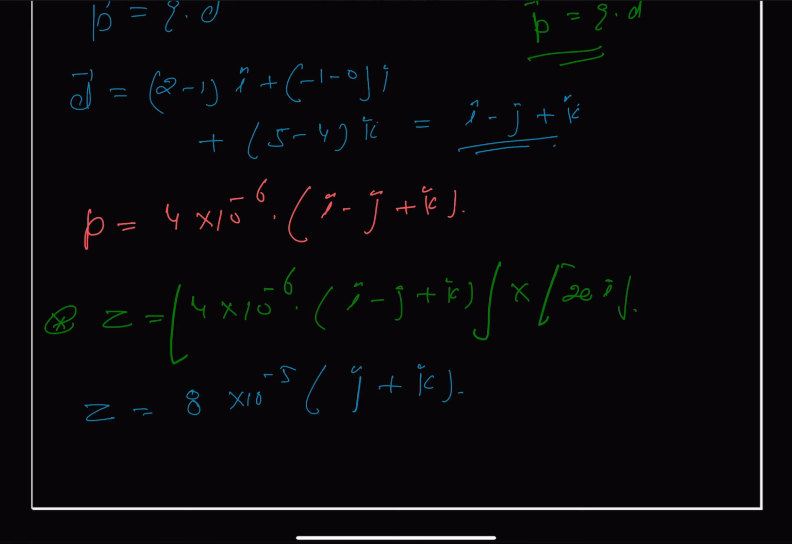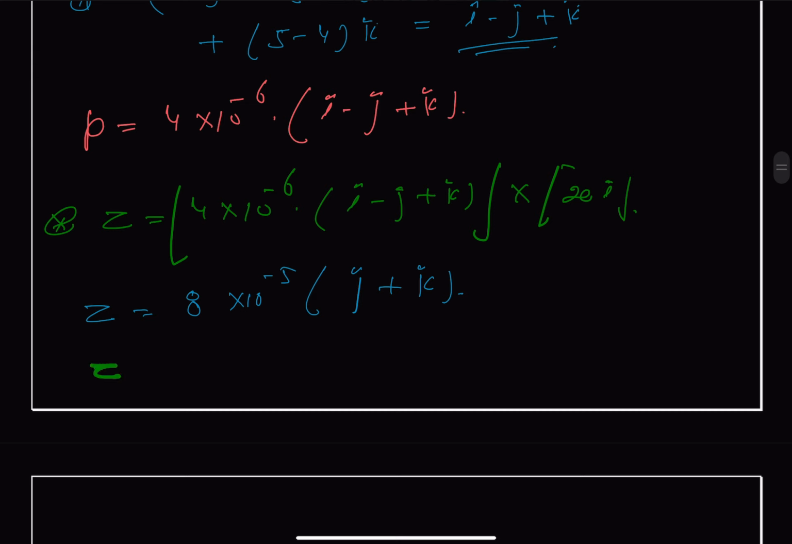We are interested in magnitude, so we can say our torque magnitude will be equal to 8 into 10 raised to the power minus 5, and this comes as square root of 1 square plus 1 square, and that will be 8 into 10 raised to the power minus 5 into square root of 2.